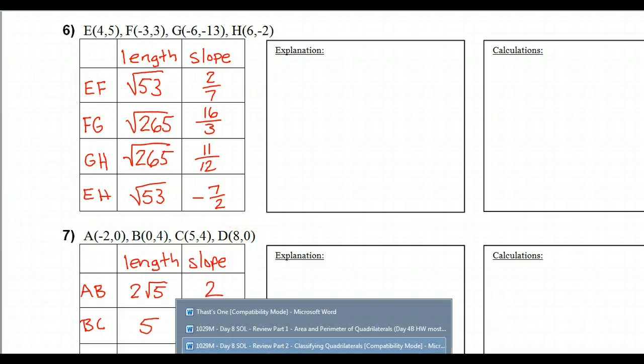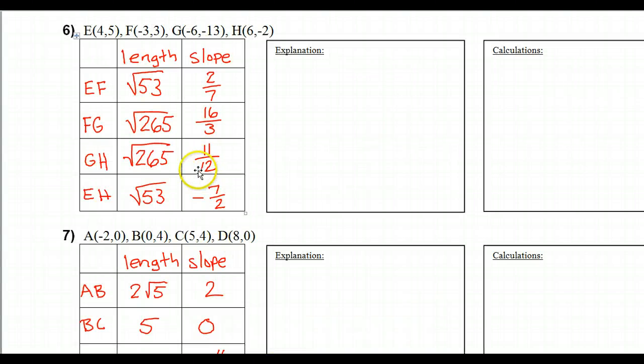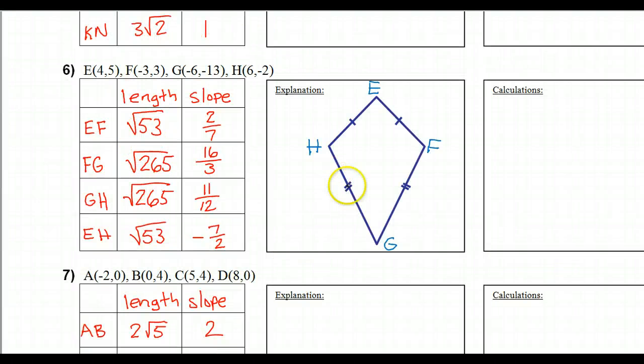Well, that just only leaves one thing. It must be a kite. Now, a kite, of course, should have 2 pairs of consecutive sides that are congruent. And this has that. Here's a kite. A kite has 2 pairs of consecutive sides that are congruent. EF is radical 53, so that would be like here. Okay, FG is radical 265, so that would be here. Then GH is radical 265, which would be here.